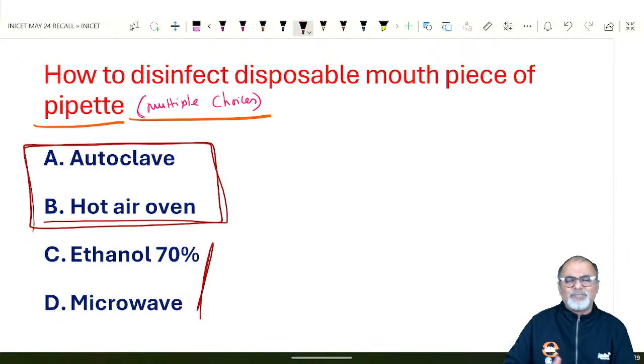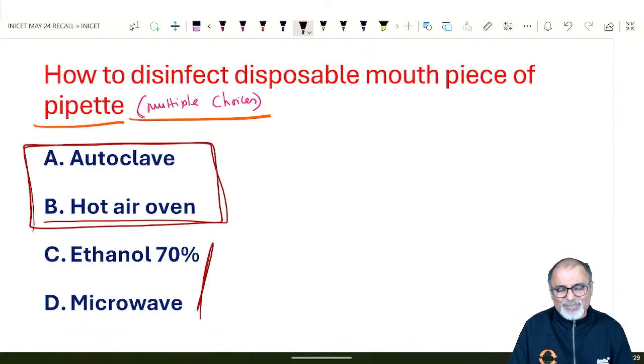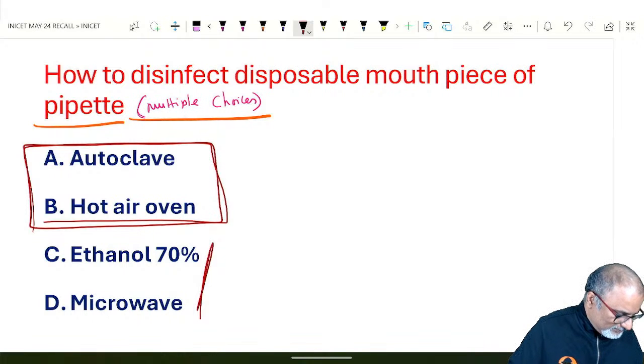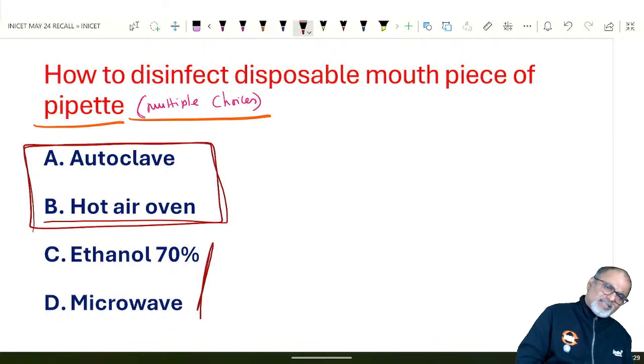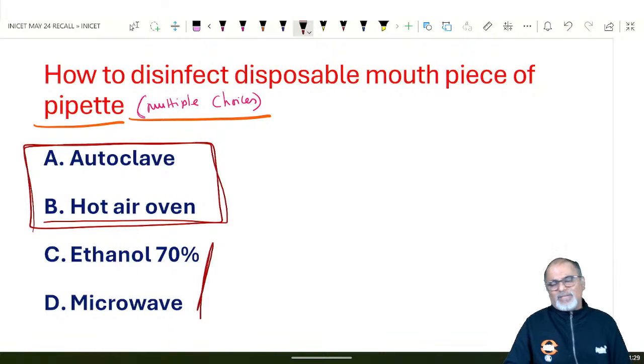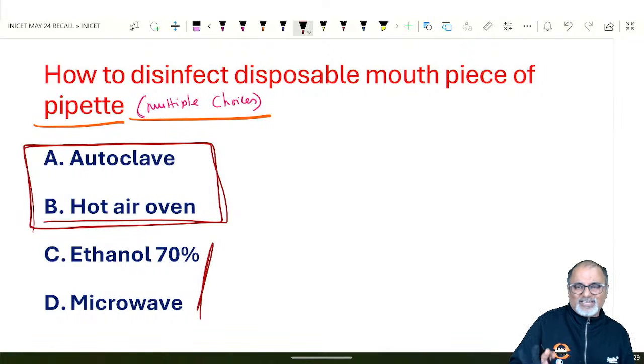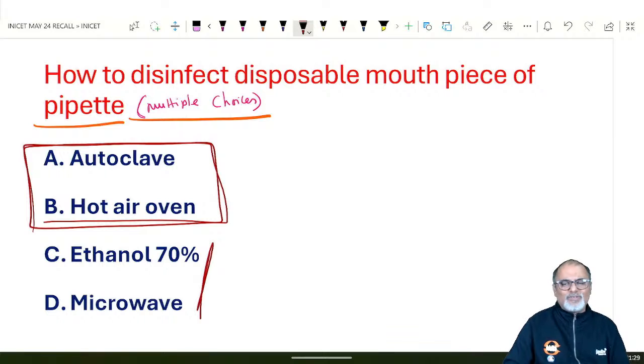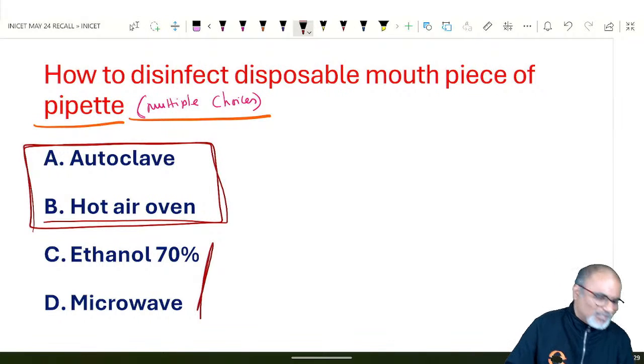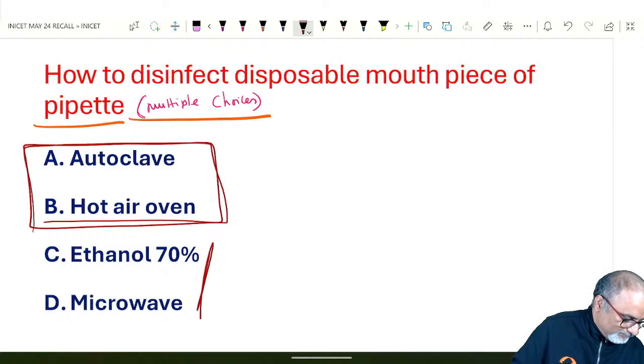I don't know what kind of pipette they use. They have different types of pipettes. Automated pipettes are there, manual pipettes are there, glass pipettes are there, even plastic pipettes are there. They didn't mention anything. Multiple choice, I can go for autoclave and hot air oven. I thought they may give glass pipette. Ethanol we are not using for any pipette cleaning, and microwave also we are not using. Mainly autoclave and hot air oven. Because the question is not very clear, I assume.